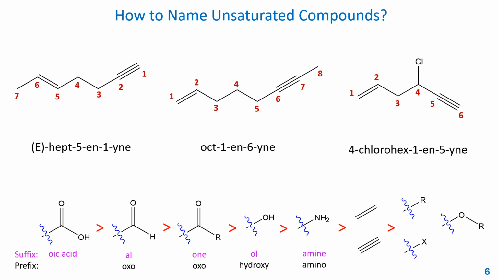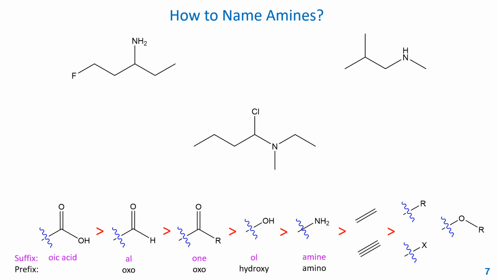Okay, now let's look at the amines. Amine is a derivative of ammonia, NH3. When 1 hydrogen is replaced by an R group, then that's a primary amine. If 2 hydrogens are replaced by 2 R groups, that's a secondary amine. If all 3 hydrogens are replaced by R groups, that is a tertiary amine. So I'll give you 3 examples.